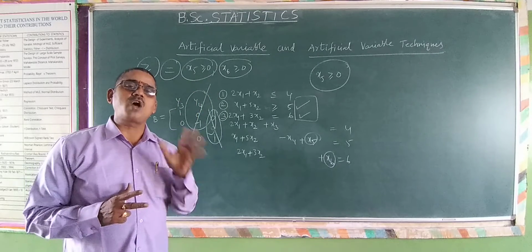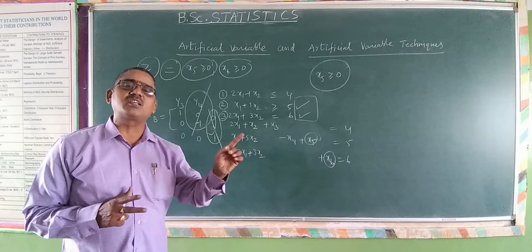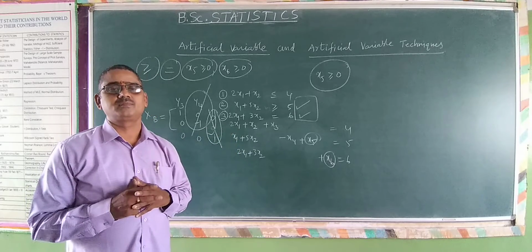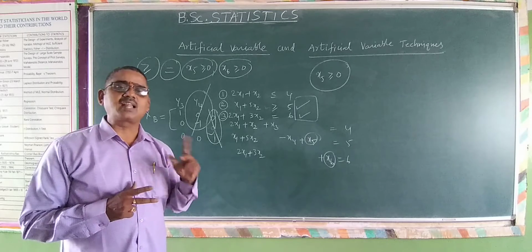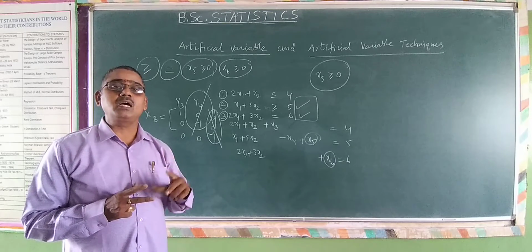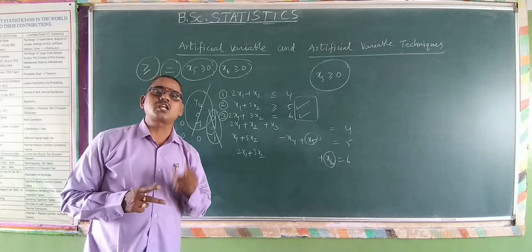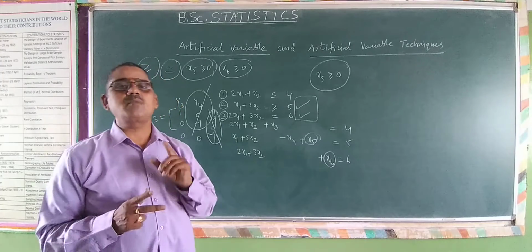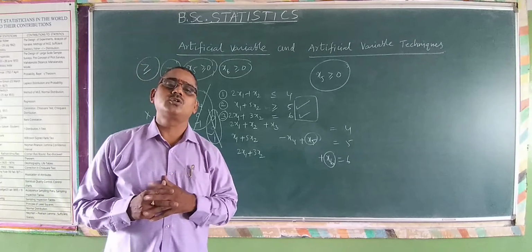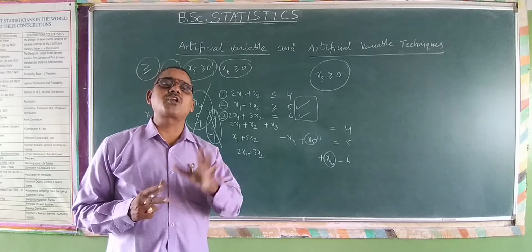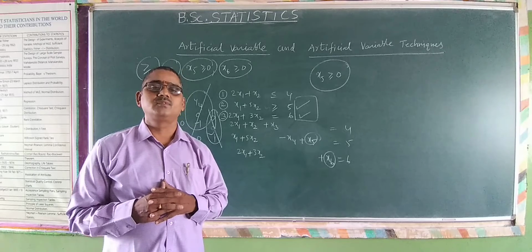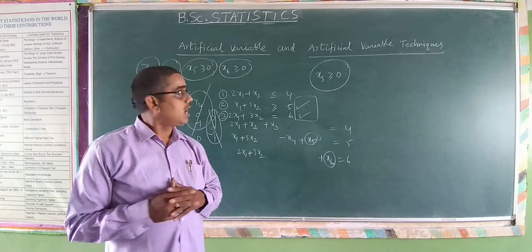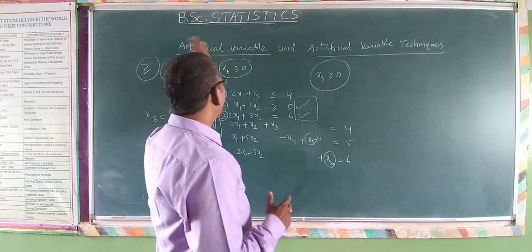For greater than or equal to and equal to constraints only, an artificial variable is going to be introduced, not for less than or equal to. The purpose is to obtain an initial basic feasible solution to the given linear programming problem. That is the purpose of introducing the artificial variable, right? And this is the definition of artificial variable.